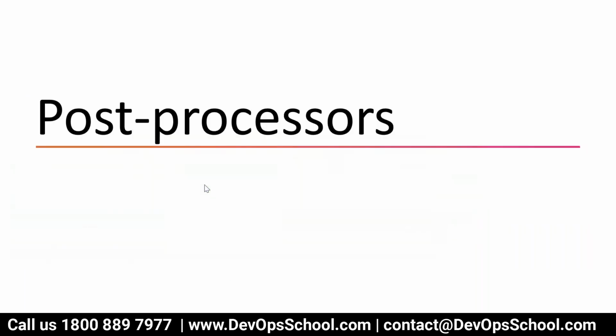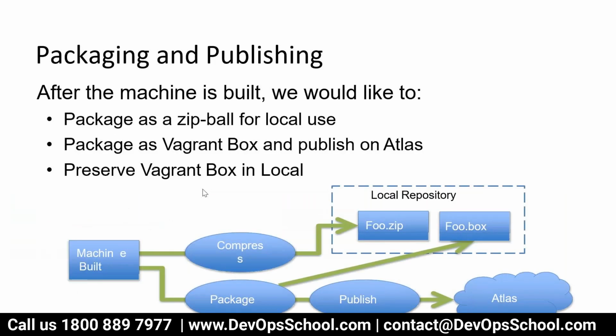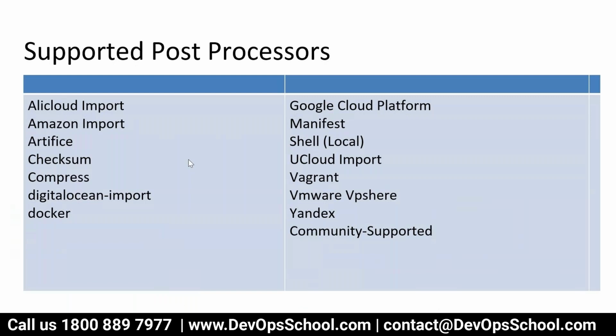post-processors. Post-processors means something you want to do with that image. You want to publish it somewhere, zip the image, upload it somewhere, so you can do that. These are the post-processors you have available, the supported ones, Alibaba Cloud and Vagrant and so many things.